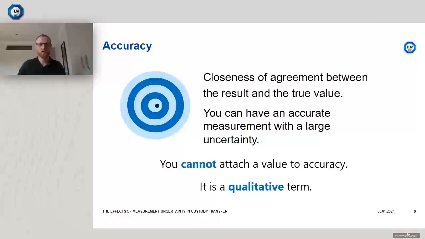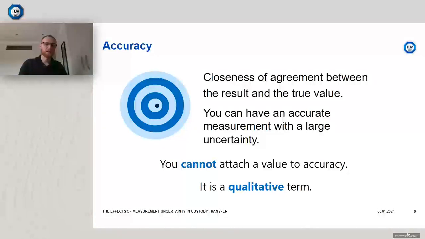Accuracy is a term that's used interchangeably with uncertainty. So accuracy is defined as the closeness of agreement between the result and true value. You can have an accurate measurement with a large uncertainty. So in a sense, you can have a device that has a large uncertainty, but you may get lucky with one particular measurement and it is close to the true value.